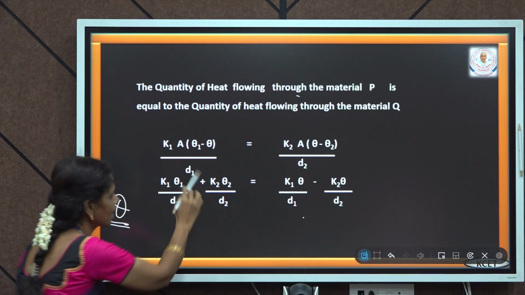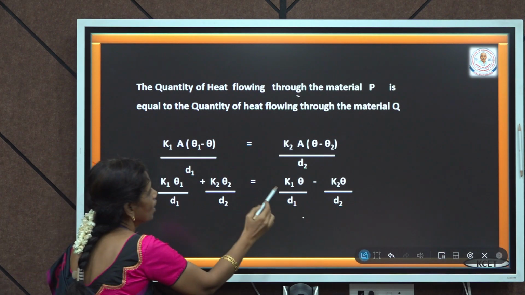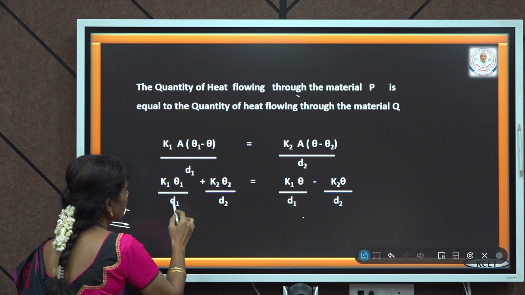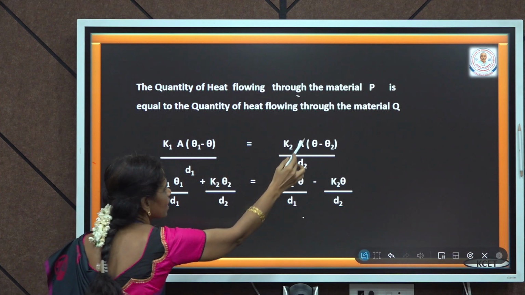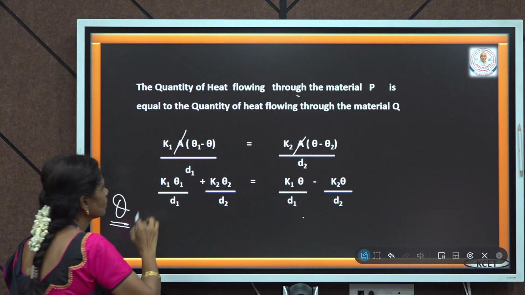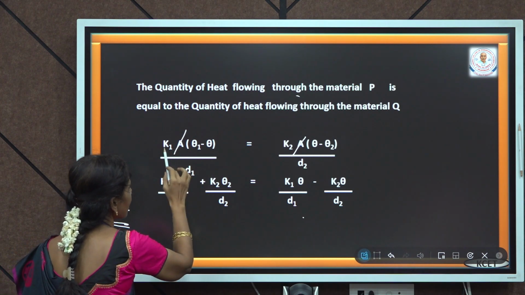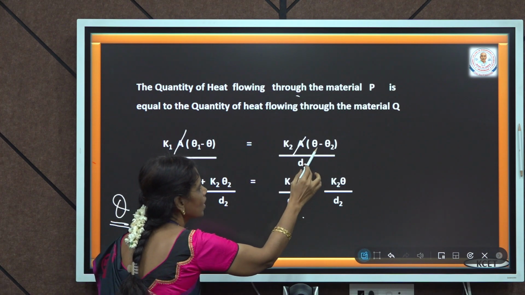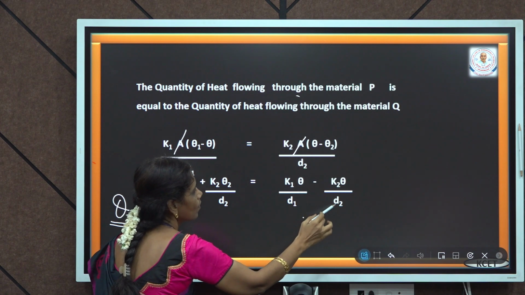So, we are rearranging the terms. On rearranging the terms we get, first multiply individually with K1 and theta 1 on both sides, the A gets cancelled. So, K1 theta 1 by D1 and then K1 theta by D1 which is equal to K2 theta by D2 minus K2 theta 2 by D2.